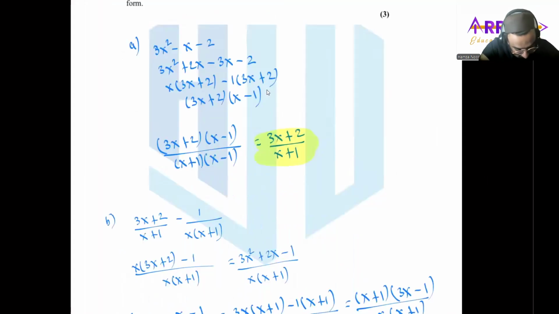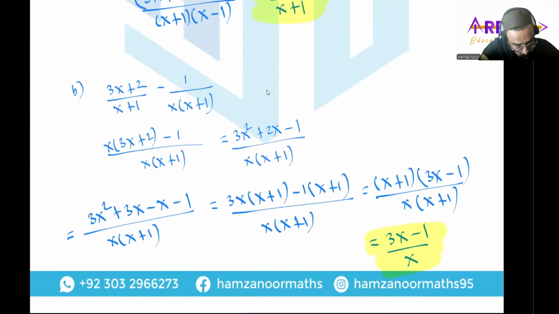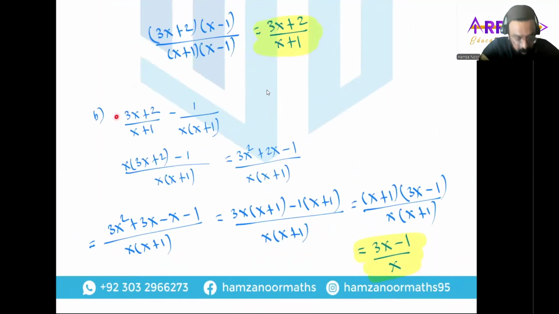So now my question is like this, in this form: 3x plus 2 upon x plus 1 minus 1 upon x into x plus 1. And now we are going to take the LCM. A simple trick is that the factor which is being exactly repeated will come once.